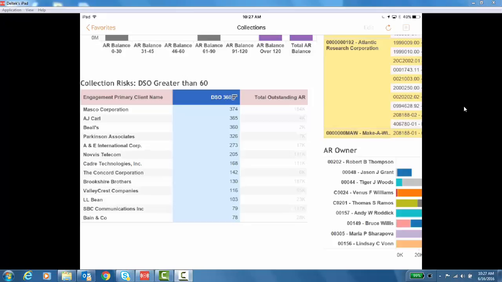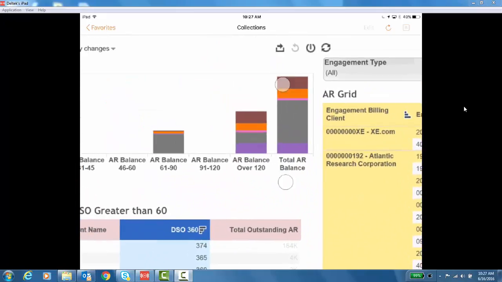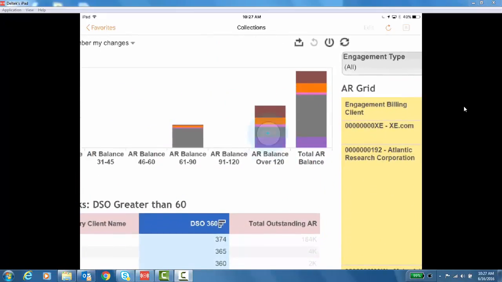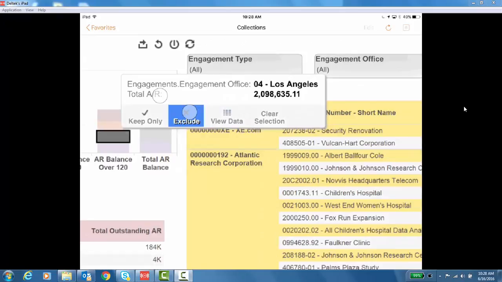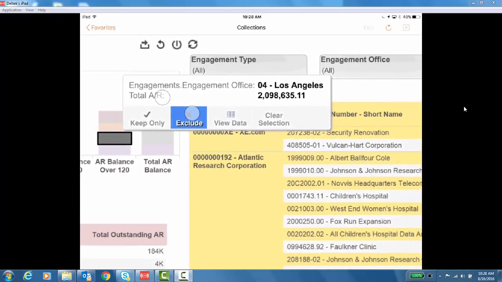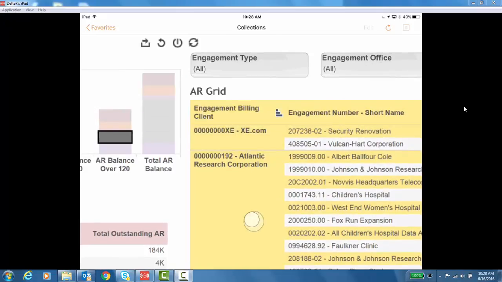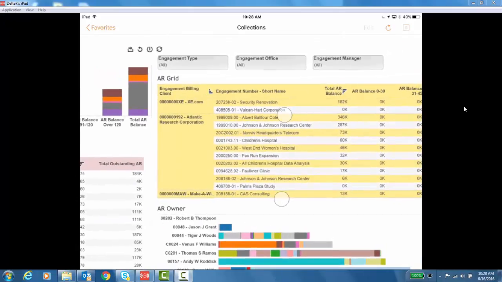So here are all my problem clients, and here's the outstanding AR associated to those people. I have my worst client owing me $184,000 when it comes to payment. If I want to see where that AR is being broken out, as I hover and click, it's going to tell me exactly what's going on there. Los Angeles has almost $2.1 million outstanding, over 190 days old.